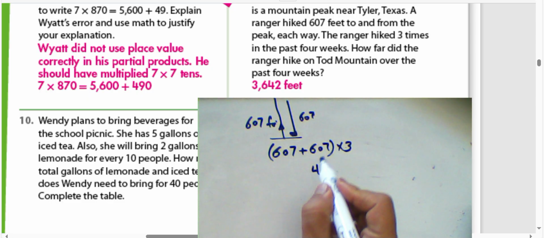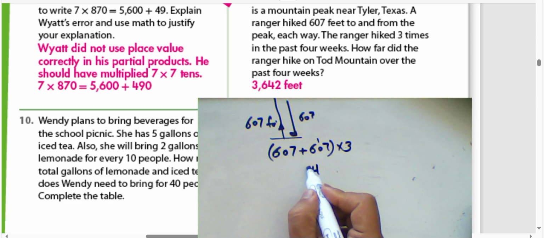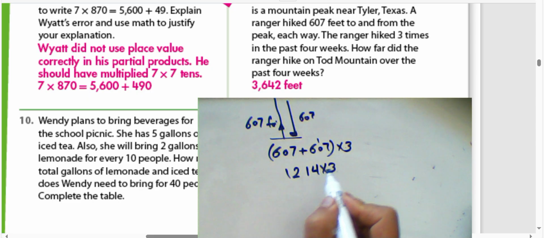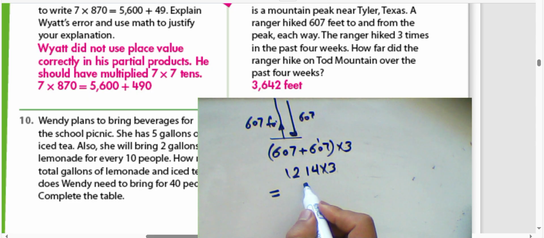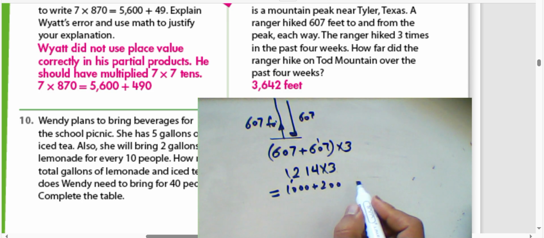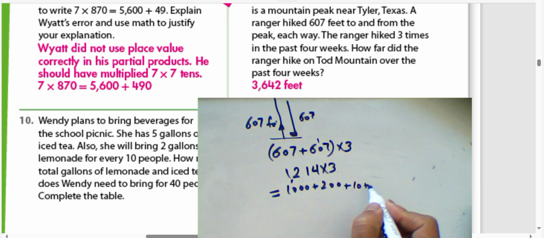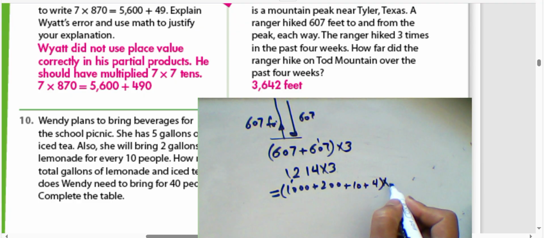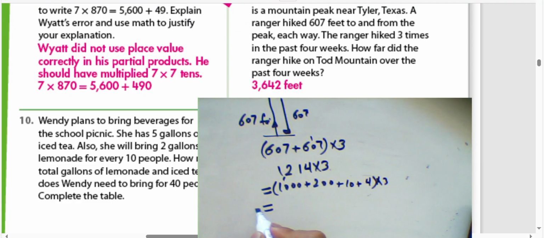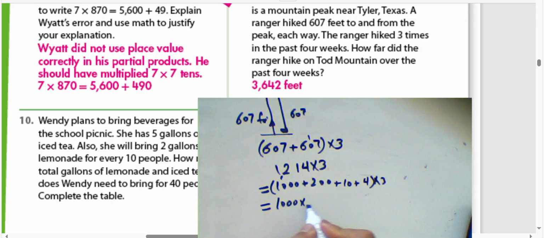7 plus 7 is 14. Write 4 and carry 1. 1 plus 0 is 1. 6 plus 6 is 12. Multiply by 3. In the result here, we can use the distributive property. Write 1000 plus 200 plus 10 plus 4. All numbers multiplied by 3. Write 1000 times 3 plus 200 times 3 plus 10 times 3 plus 4 times 3.